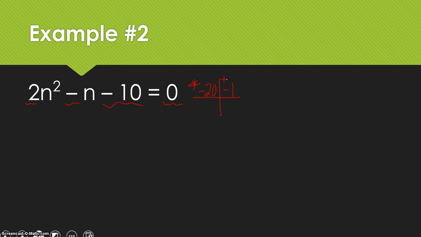So 1 and 20, I can never get 1 out of that. 2 and 10, I can never get 1 out of that. 3 doesn't divide it. 4 and 5, I can get 1 out of that. Which one would need to be negative in order to get a negative 1? Well, that would be a negative 5 and a positive 4. So negative 5 times 4 equals negative 20, and negative 5 plus 4 equals negative 1.